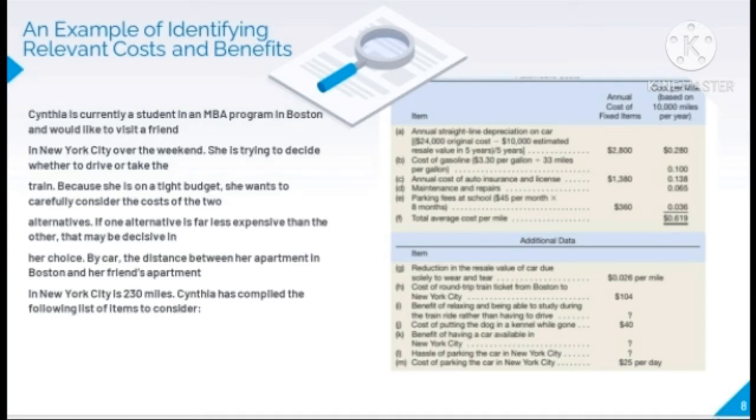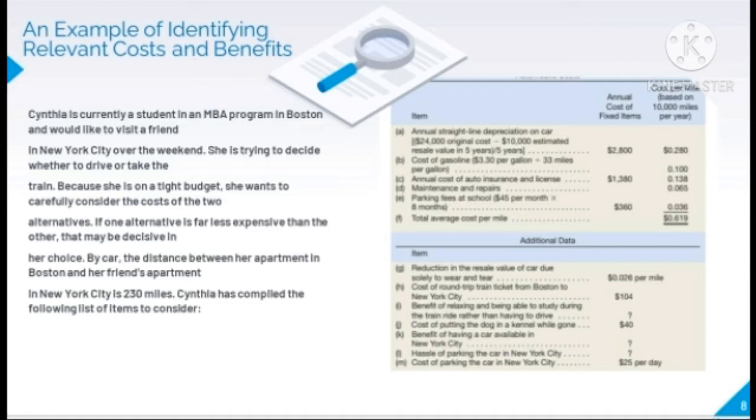As discussed above, some elements of this total are relevant, but some are not relevant. Because it contains some irrelevant costs, it would be incorrect to estimate the cost of driving to New York City and back by simply multiplying the $0.619 by 460 miles, or 230 miles each way. This erroneous approach would yield a cost of driving of $284.74. Unfortunately, such mistakes are often made in both personal life and in business.